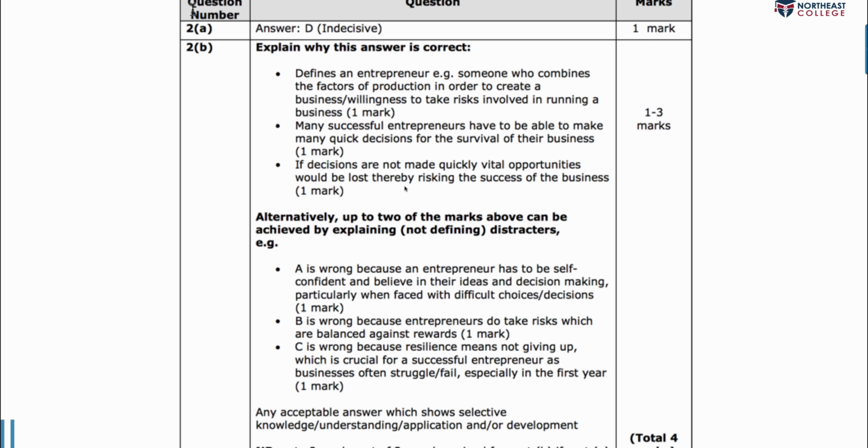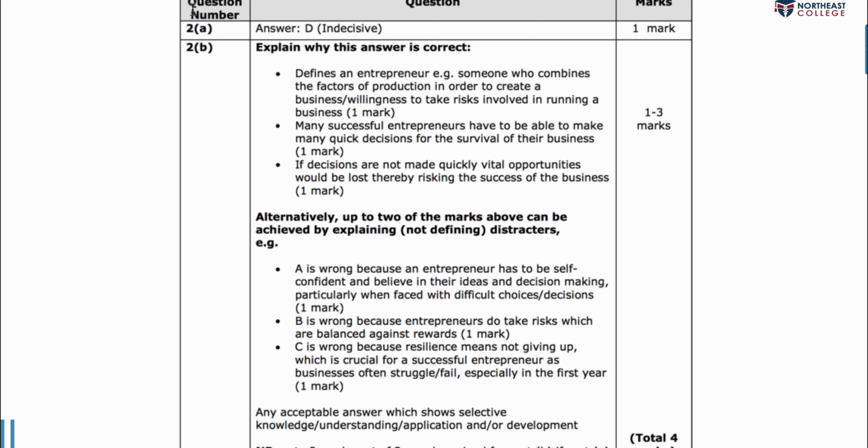Okay, so this is how you get your 3 marks. So remember the BLT: because, leading to, and therefore. That is where you could use this. You just explain further, but you're basically defending why you chose indecisiveness. That is answer D. Alternatively, if you do not know how to explain further why you chose indecisiveness, you could actually explain the distractors, that is the alternatives, the ones that are wrong.